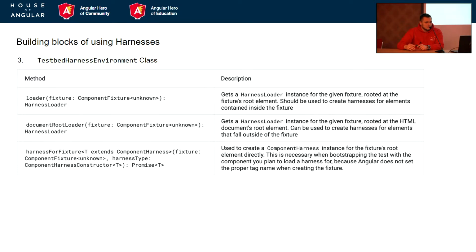And the loader is looking in the scope of our fixture, for example, but the document root loader will look for the matching harness for the provided component throughout the entire rooted HTML. So in case we have to initialize or load the harness of a dialog, which is rooted at the very bottom of our entire view, we will need to use the document root loader instead of the loader, which will search only in the scope of the tested component, because we have to go far beyond our component.